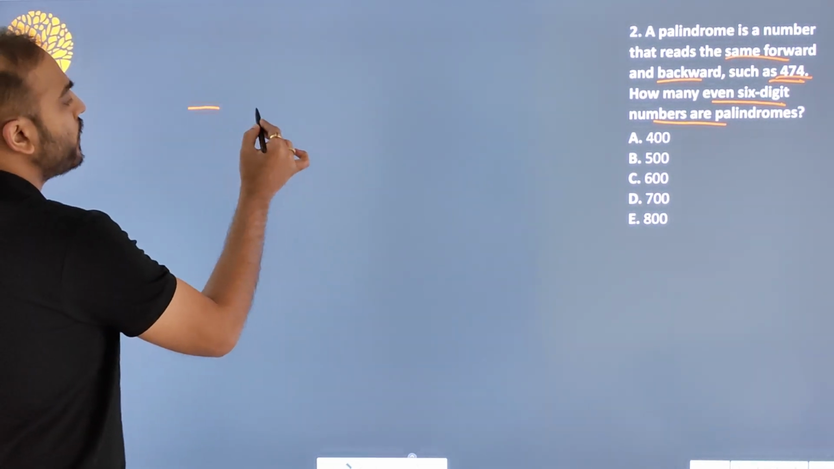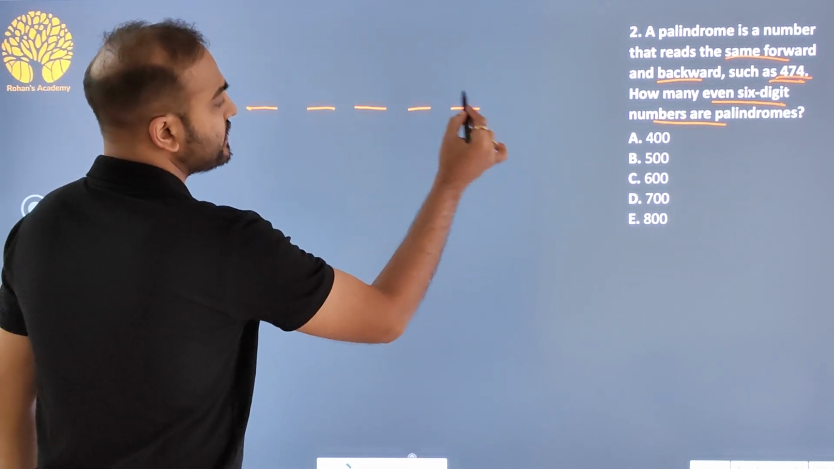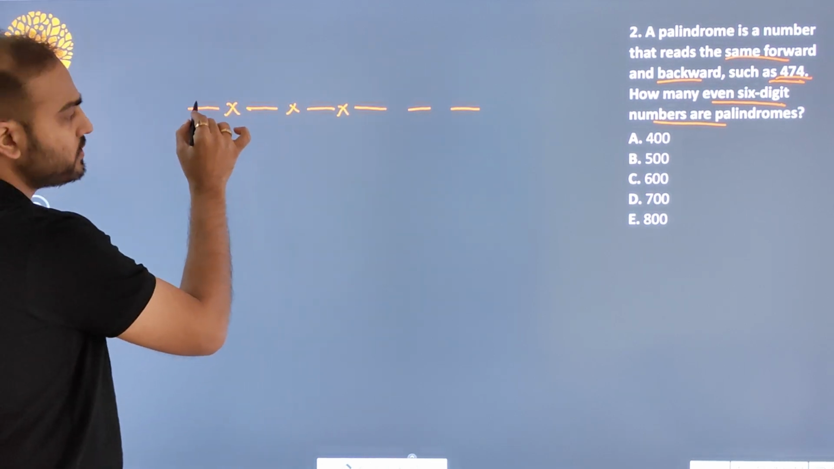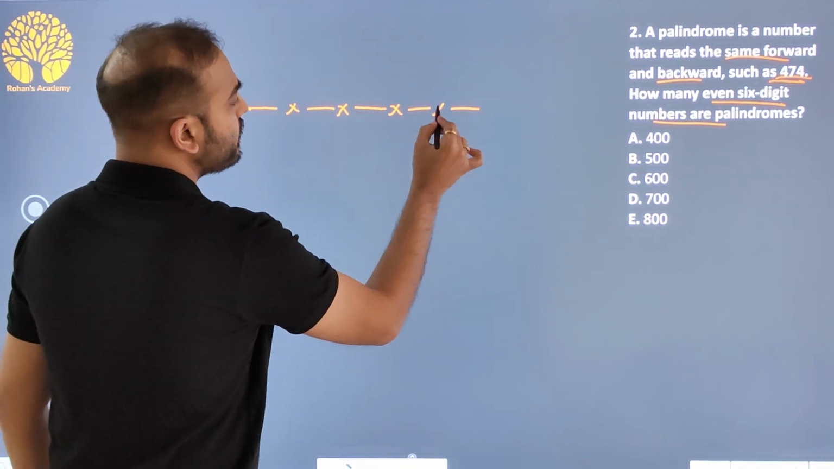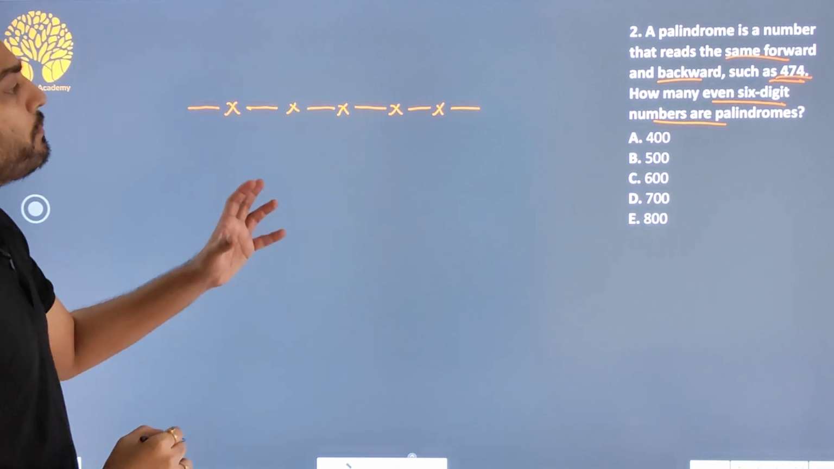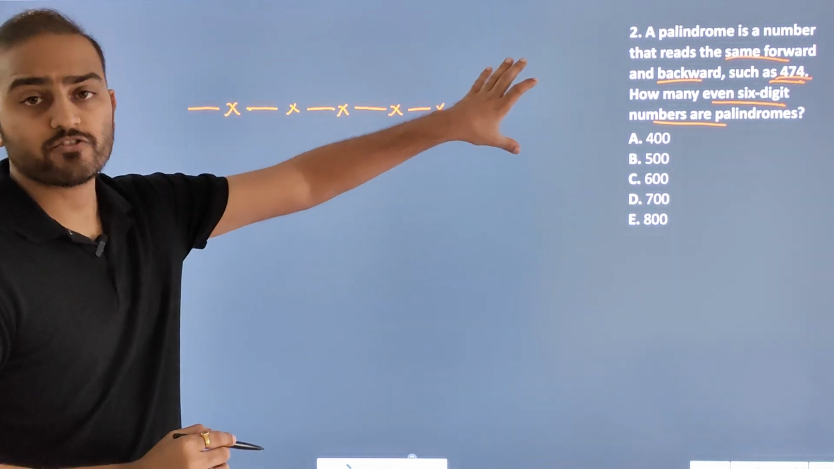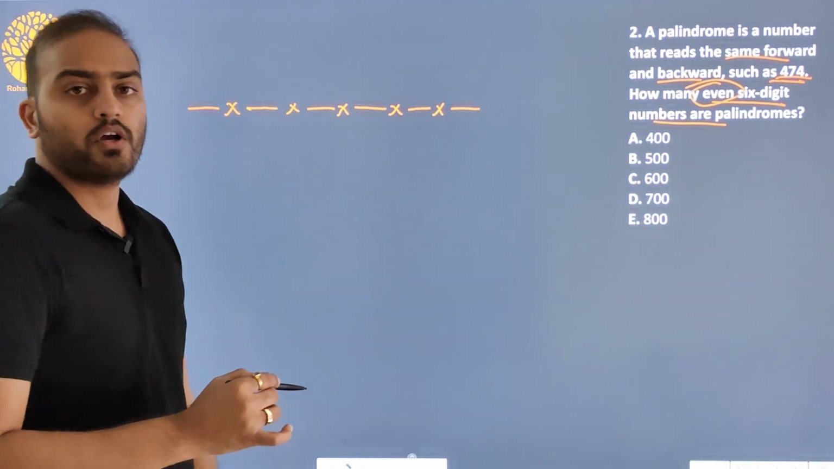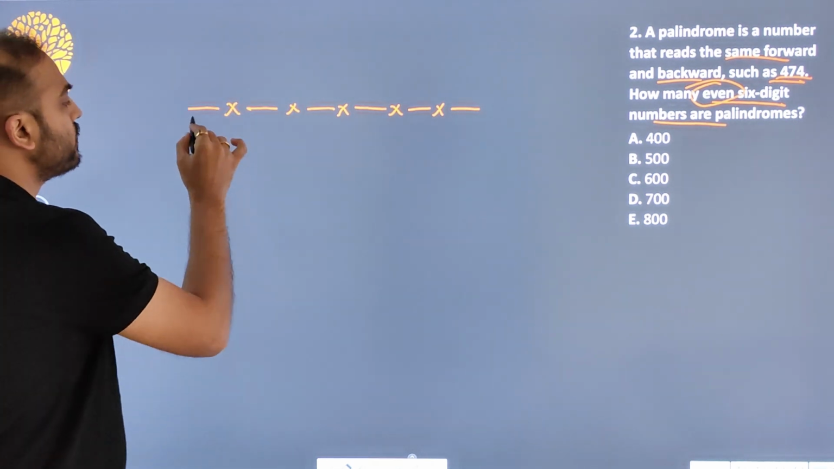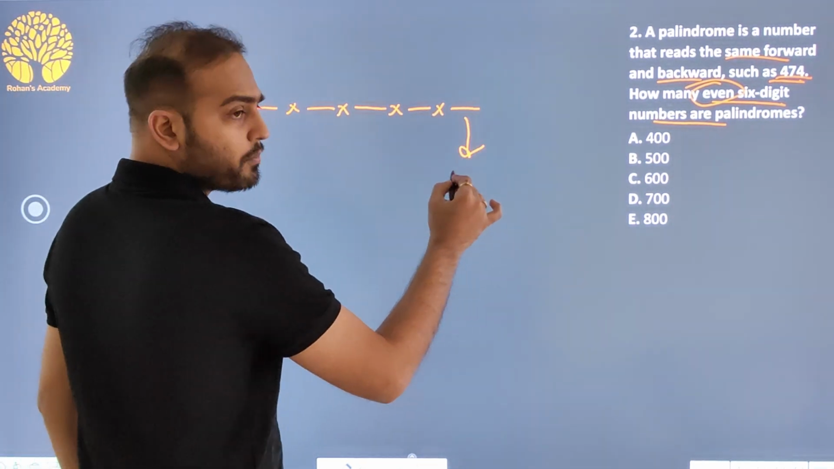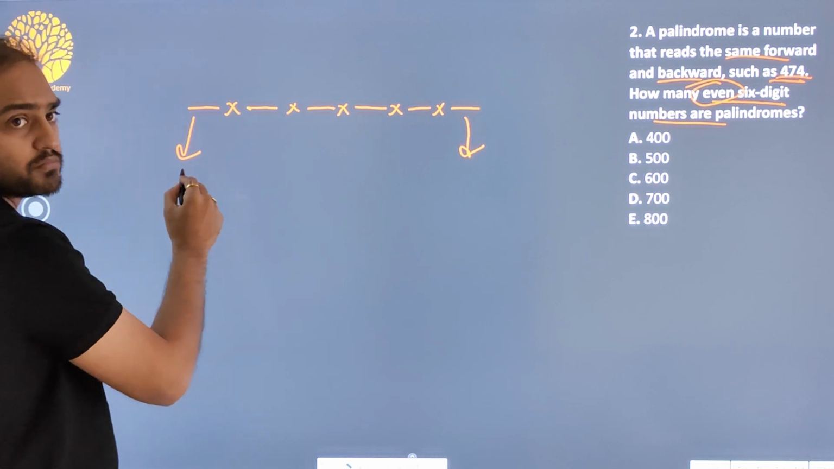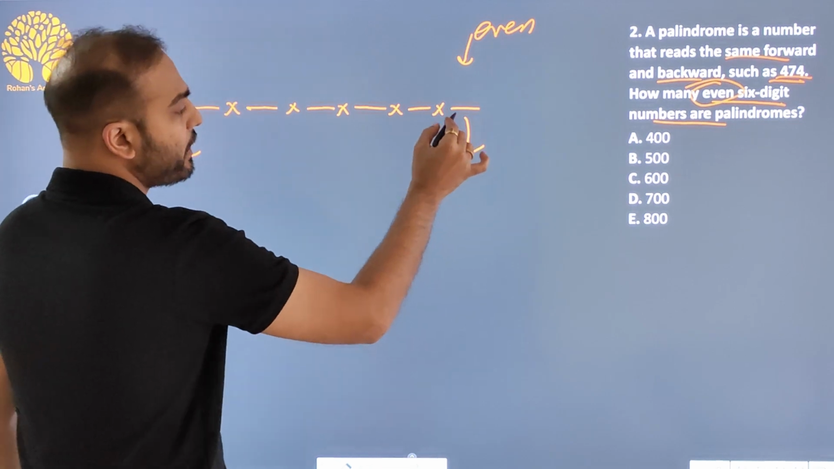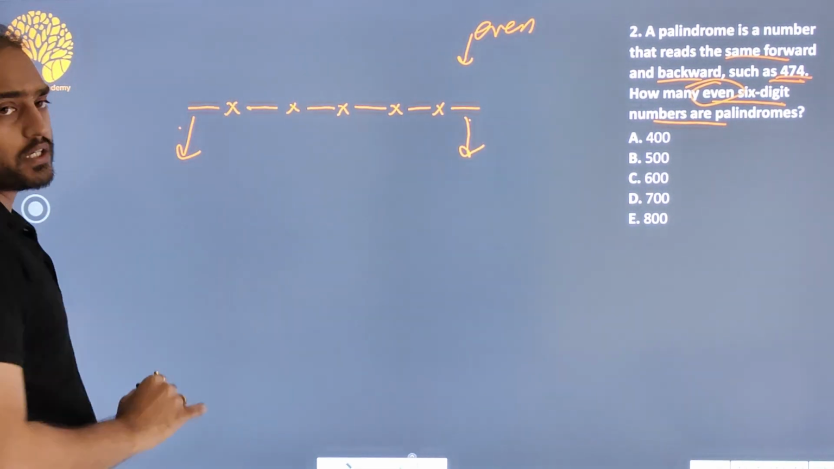Counting again. 1, 2, 3, 4, 5, 6. And since I want all of them at once, I want options here and here and here. Now palindrome means whatever I write here, the same thing has to repeat. And I want even 6-digit numbers. So what are the possibilities here? Whatever comes here, same thing comes here. Even means this has to be even.